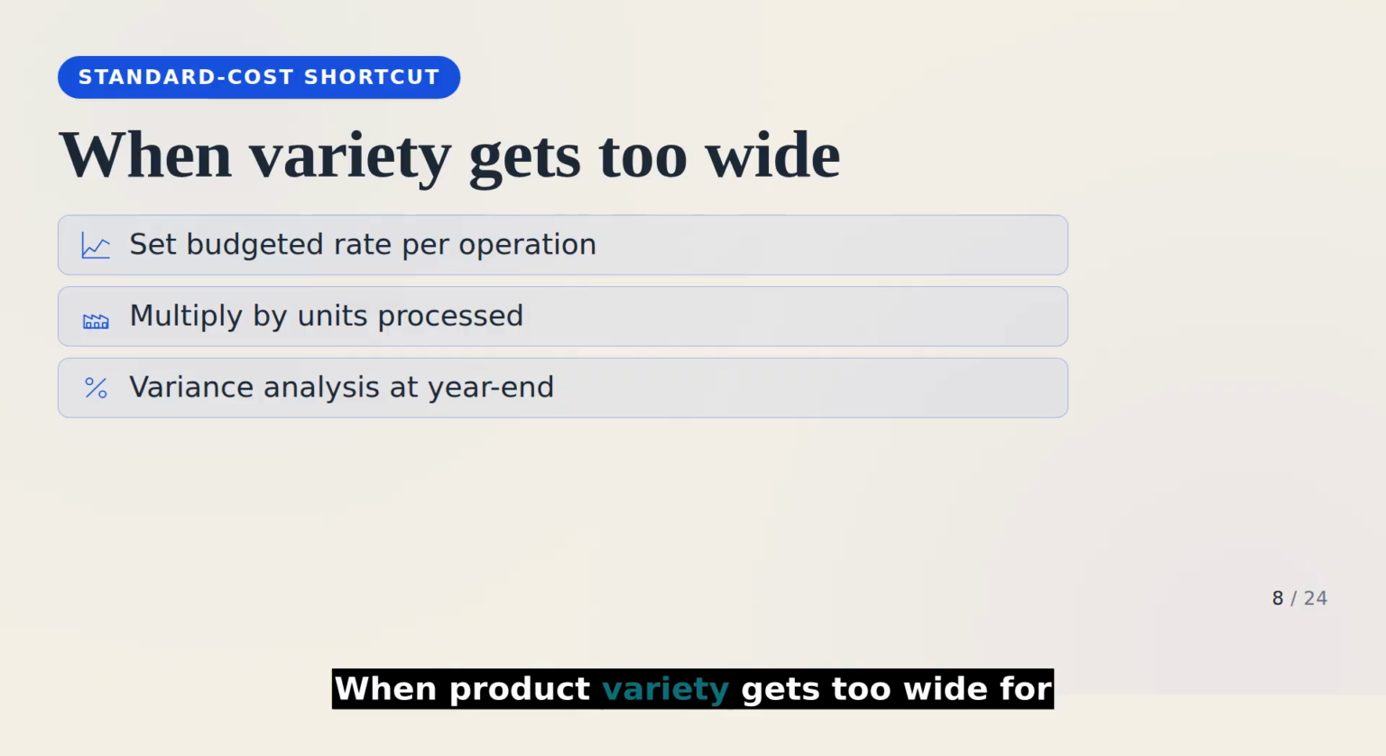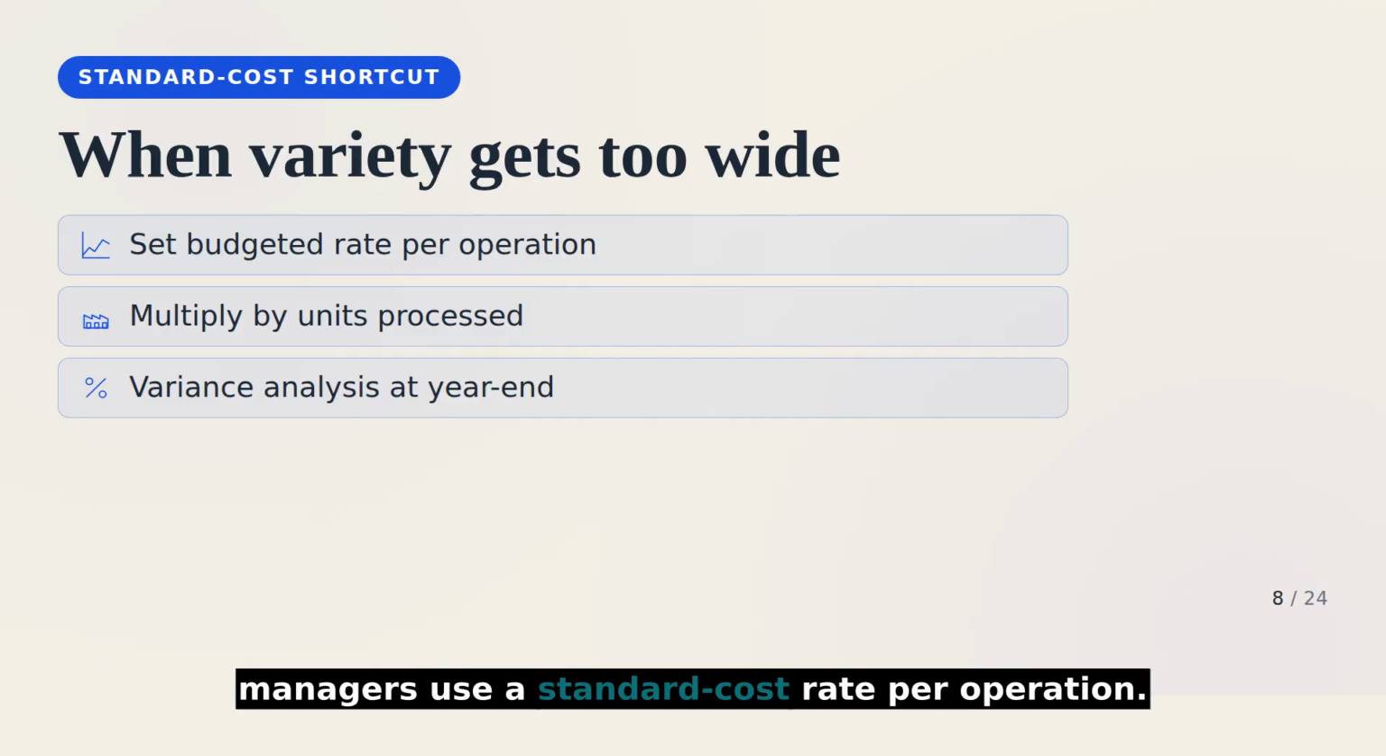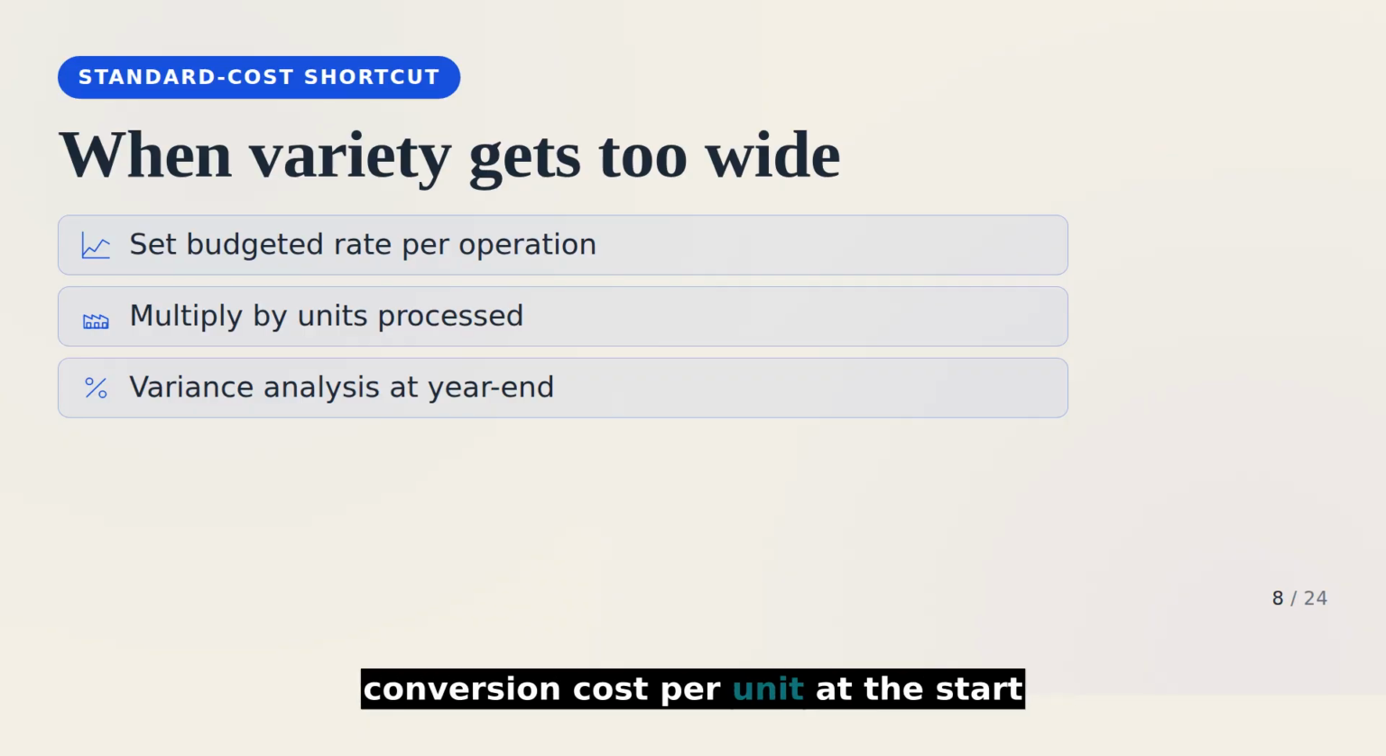When product variety gets too wide for actual costing, managers use a standard cost rate per operation. Set the budgeted conversion cost per unit at the start of the year. Multiply by units processed. Variances at year-end tell you how reality diverged from plan. We cover variance analysis in a later chapter.